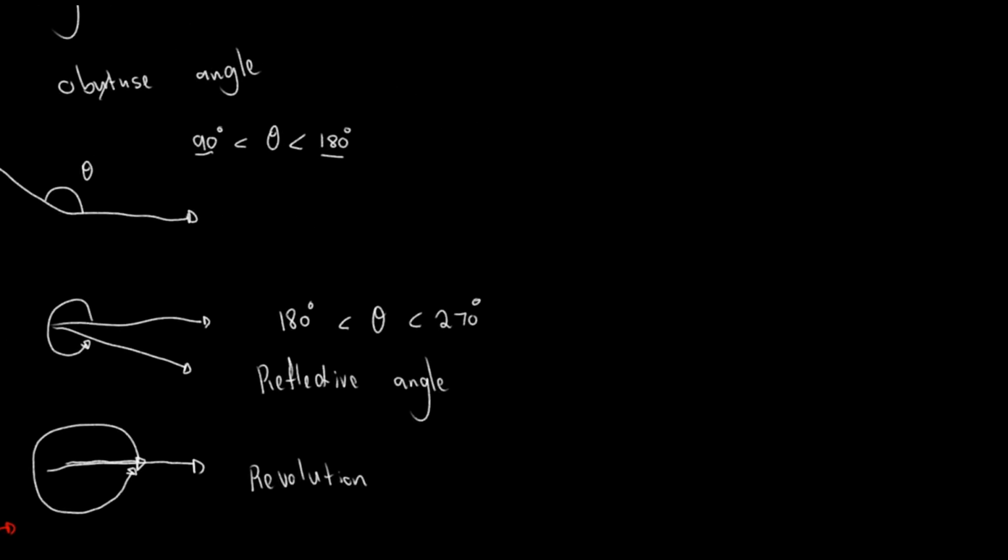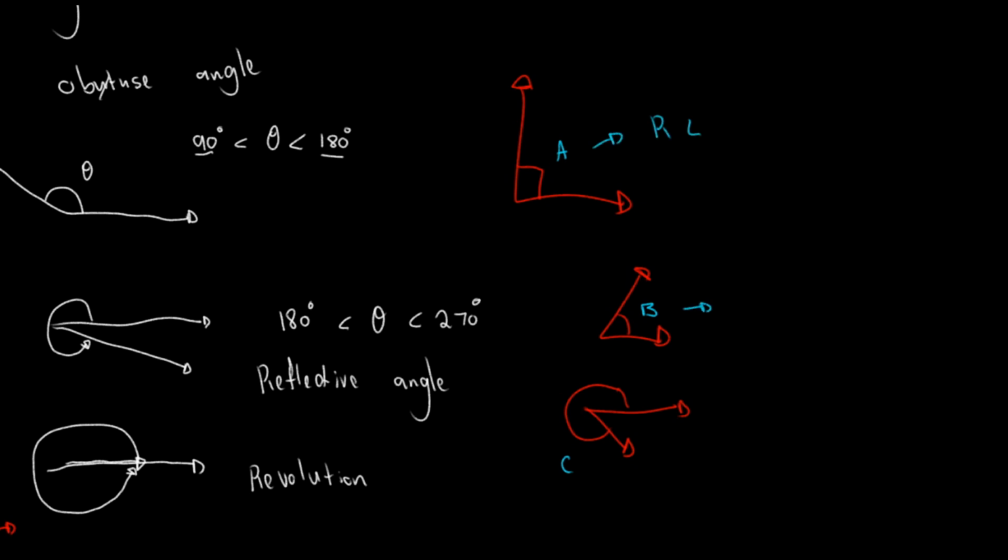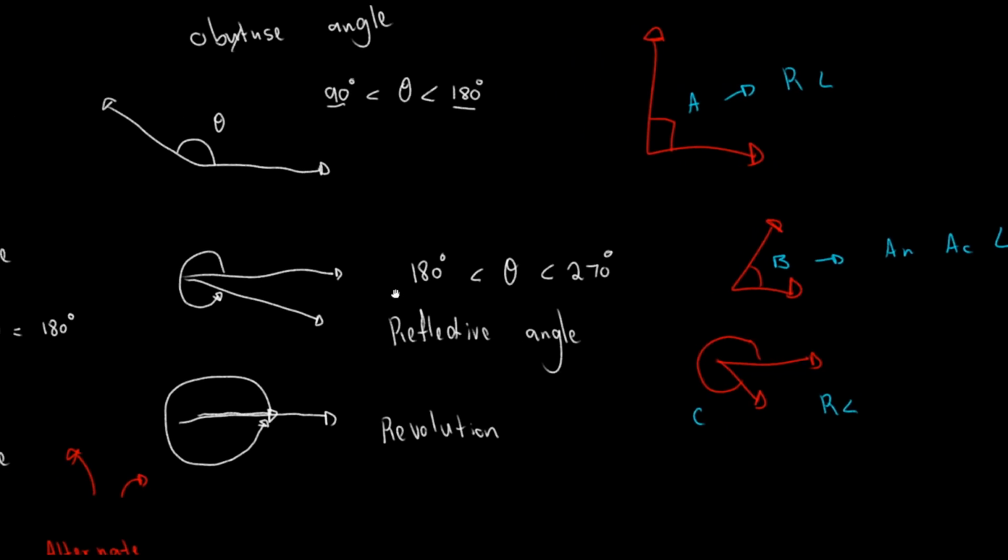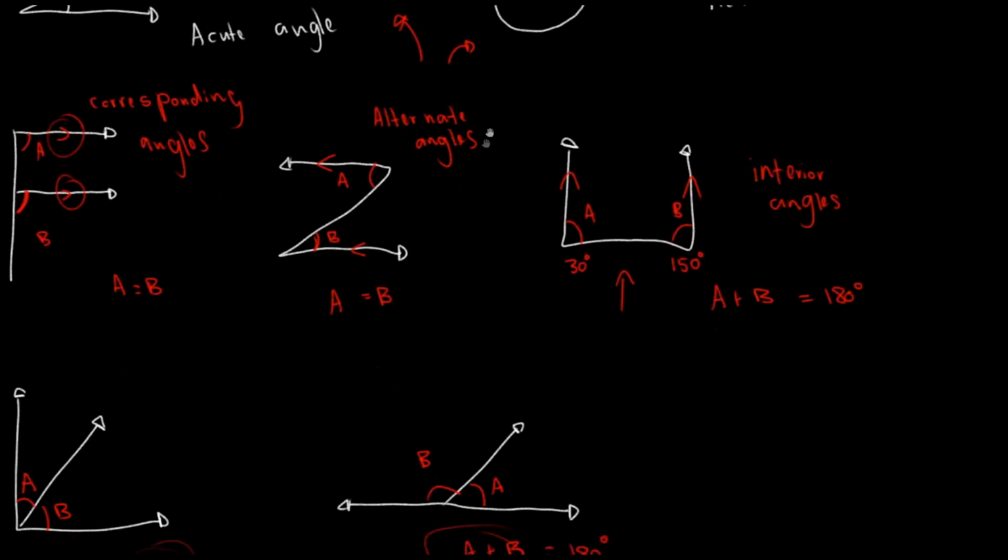So let's do a quick little example. Let's say I give you this, that, and this. Now I ask you, what is angle A? What is angle B? What is C? So let's see. A will be a right angle. B, an acute angle. What about C? Well, C would be the reflective angle. Okay, that's a brief little overview of every angle you need to know for high school geometry.